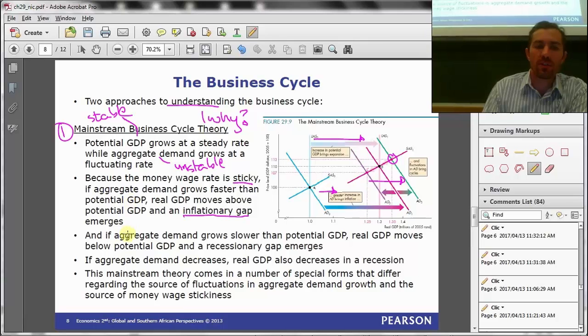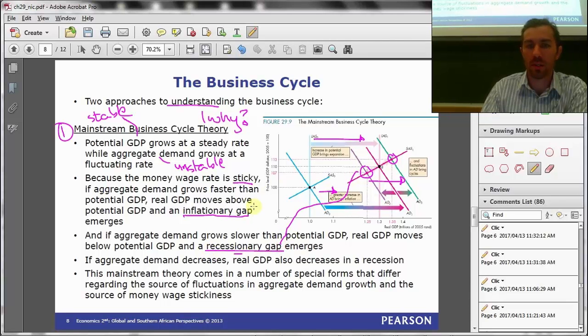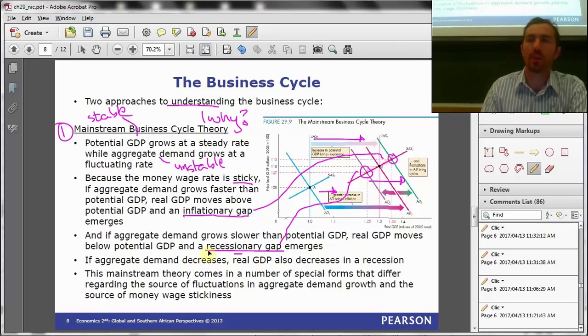The alternative is that if aggregate demand grows slower than our potential, then what's going to happen? Well, then we end up at a point like point C, and real GDP moves below potential and we end up with a recessionary gap. So that's point C and that's point D. If aggregate demand decreases, well then obviously we're also going to be in a recession.